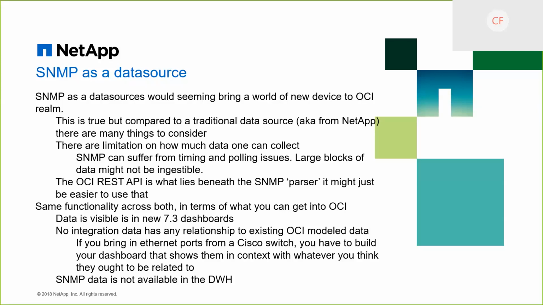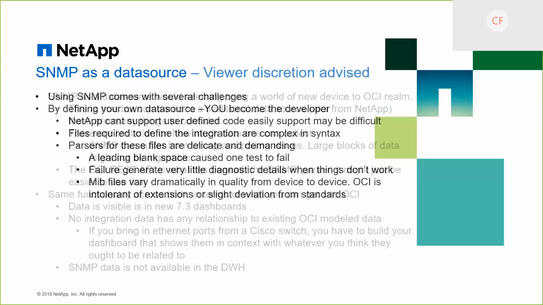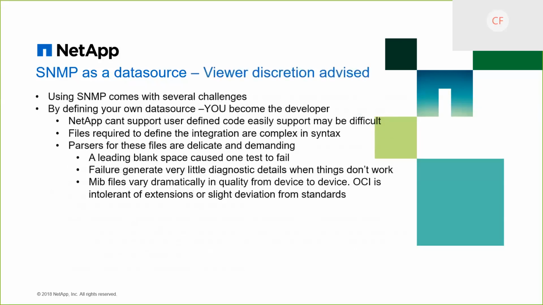The other thing is that since this is coming in through the API, it's not available in the data warehouse. The SNMP data that you collect is not forwarded to the data warehouse. So that's something to be aware of. Okay. SNMP data sources, viewer discretion advised. I don't know how else to put it.